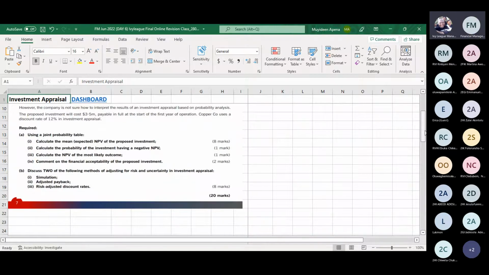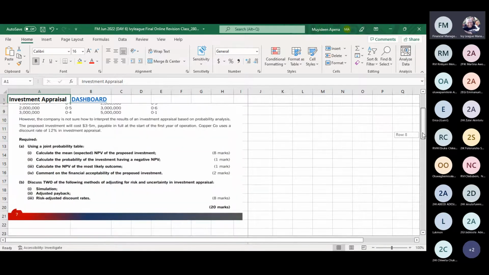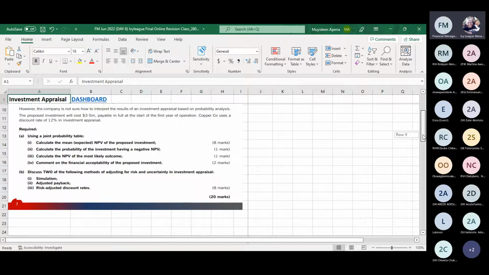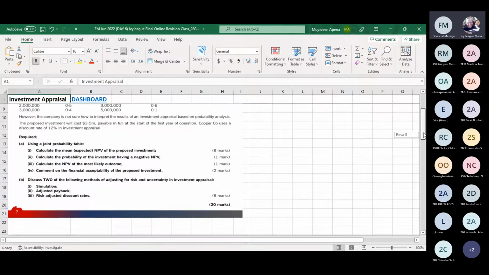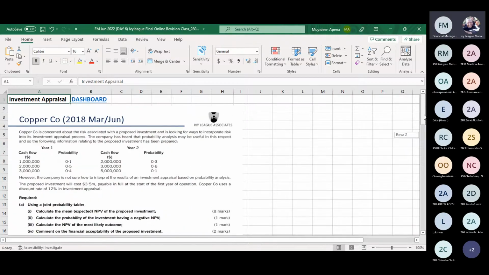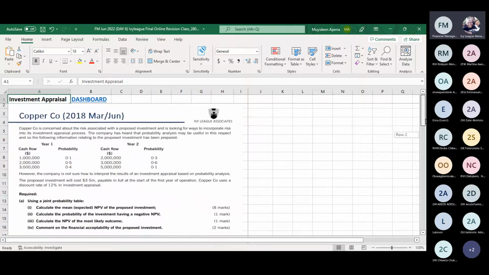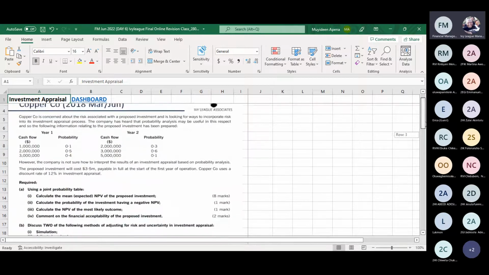Now discuss two of the following methods of adjusting for risk and uncertainty in investment appraisal: simulation, adjusted payback, and risk-adjusted discount rate. Yes, let's quickly look at the A parts. I know for the B part, we have them. I've given you the B part. So if you have any clarification, you can ask questions when we are done with A, so that we don't waste our time on the B. On A, let's look at how to address it.